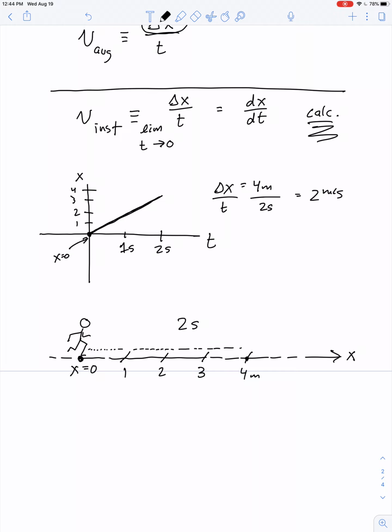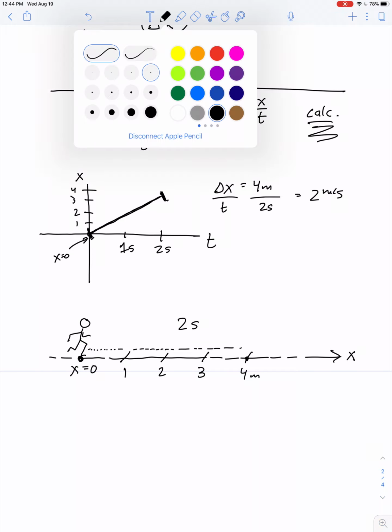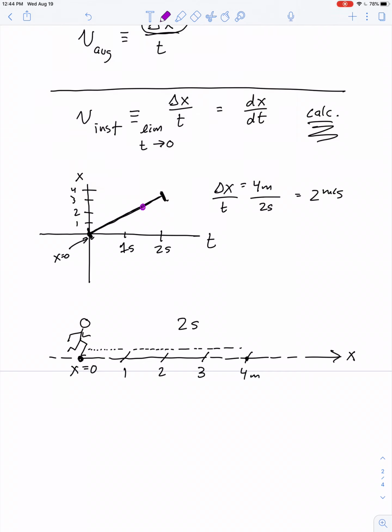But what if I didn't want to know what their average speed was for the whole journey? What if I want to know how fast they were traveling just right at this instant in time, right at t equals 1.5 seconds? Well, it turns out, because they were moving at a steady pace, their instantaneous velocity at that moment was also 2 meters per second.